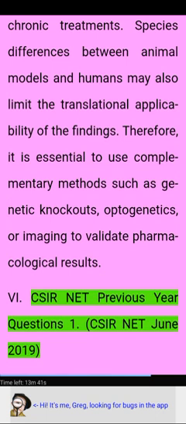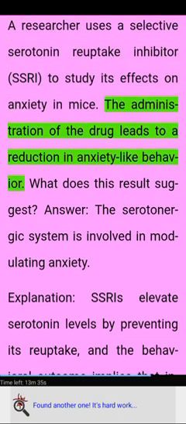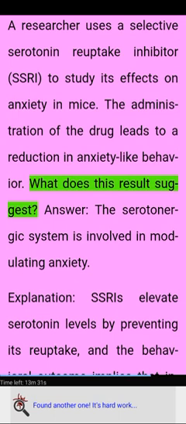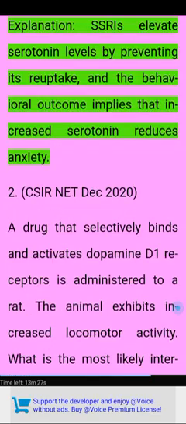V. CSIR-NET Previous Year Questions. 1. CSIR-NET June 2019. A researcher uses a selective serotonin reuptake inhibitor, SSRI, to study its effects on anxiety in mice. The administration of the drug leads to a reduction in anxiety-like behavior. What does this result suggest? Answer. The serotonergic system is involved in modulating anxiety. Explanation. SSRIs elevate serotonin levels by preventing its reuptake, and the behavioral outcome implies that increased serotonin reduces anxiety.